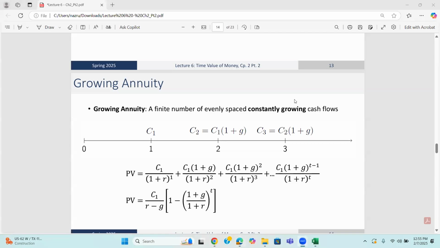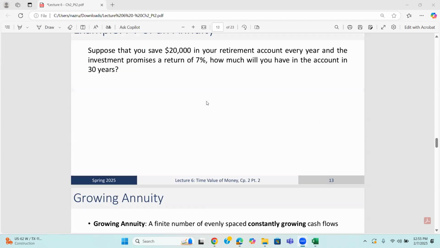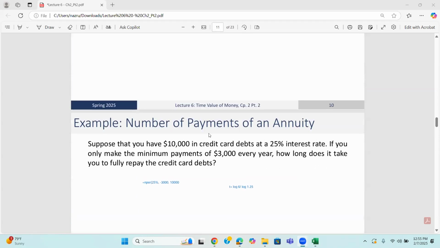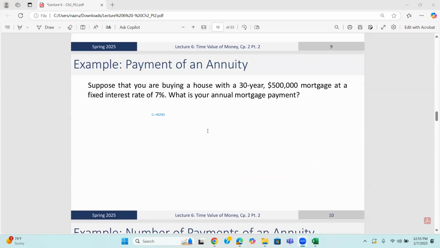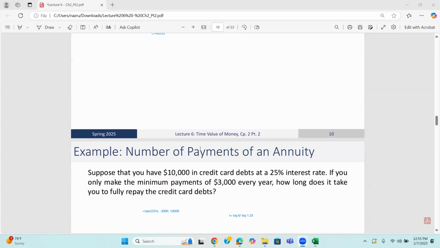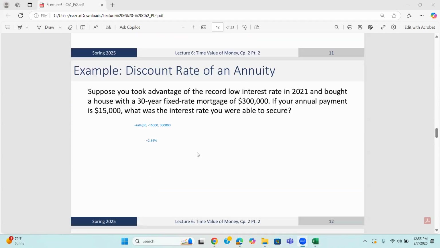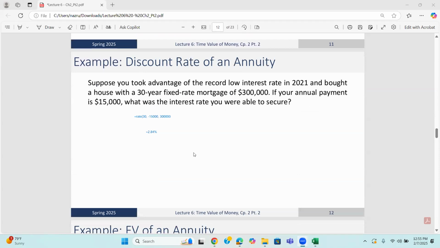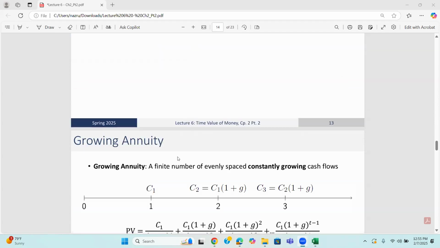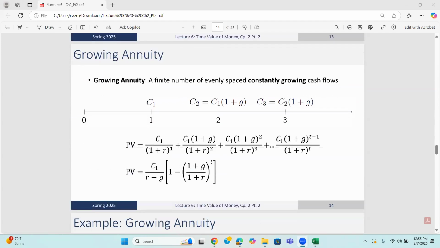Hello everyone. Today we will be discussing how we can calculate present value for a growing annuity. So far in this chapter, you have already learned how to calculate the present value of an annuity, the future value of an annuity, and also the present value of an ordinary annuity and an annuity due. We can discuss it later, but right now we will be discussing how we can calculate the growing annuity.